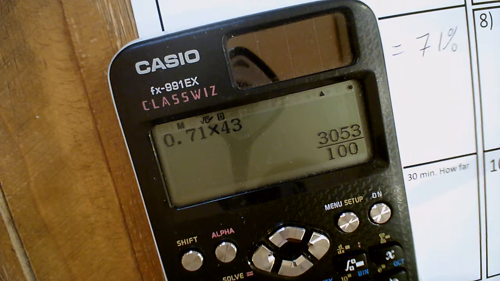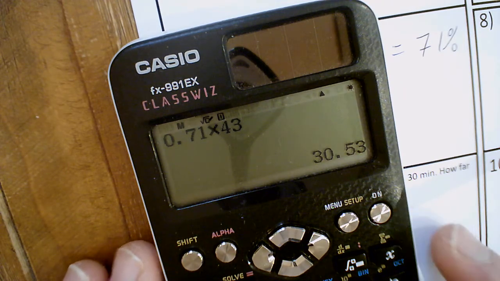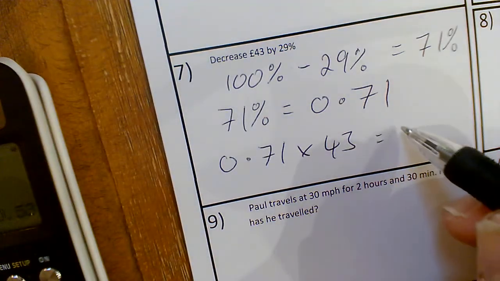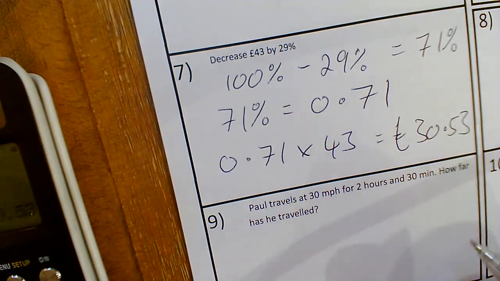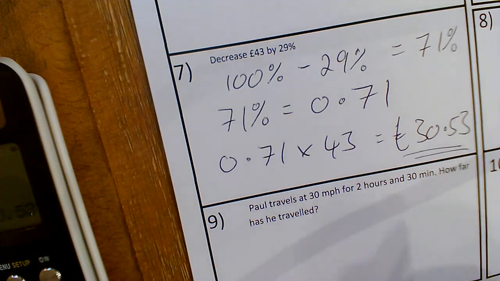You should get that. Press SD and we get £30 and 53 pence. Okay. Let's move on to question 8.